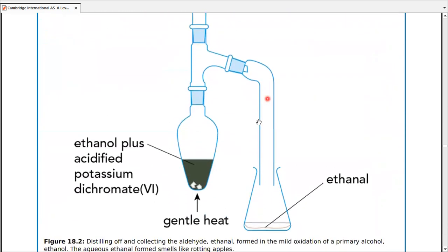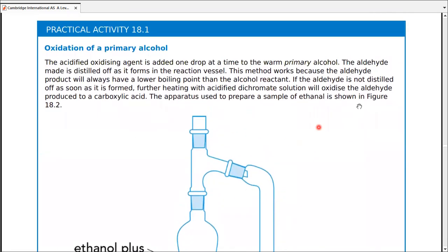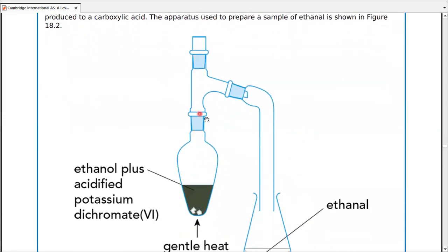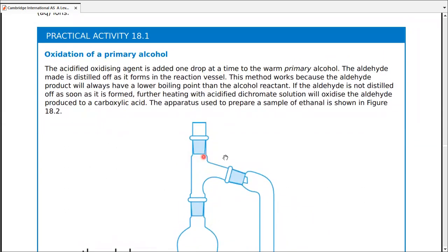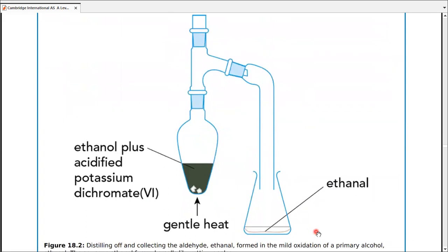So as you can see, we have this whole thing in the form of a reflux already. So ethanol plus the acidified potassium dichromate(VI). It says like that, but as said in the wording, you can add it with the help of a thistle funnel drop by drop at a time. Okay. So we need to reflux and move the aldehyde into another portion.